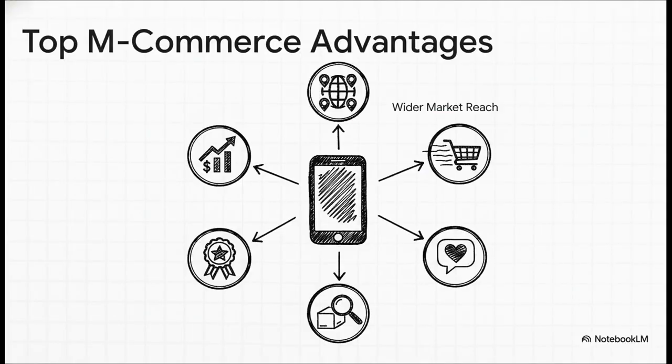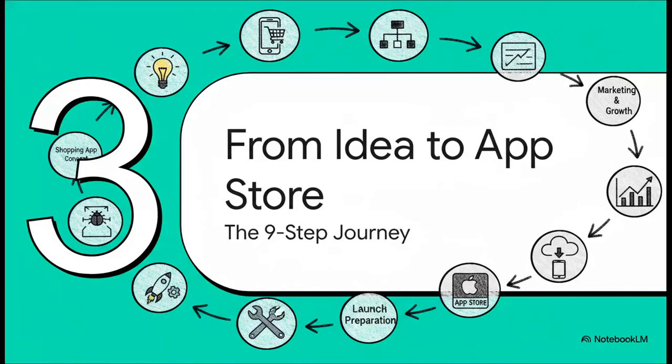So what does all that mean for a business? Well, it's a massive competitive advantage. You're reaching more people, for starters. You're getting them to check out faster, which means fewer abandoned carts. You can engage with them directly through things like push notifications, which builds loyalty. It all works together to create this amazing feedback loop that just flat out boosts sales. Okay, we've nailed the what and the why. Now let's get to the how.